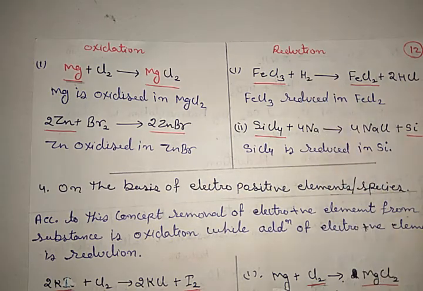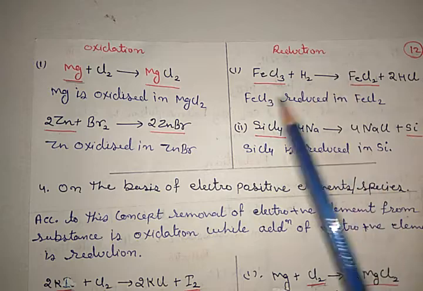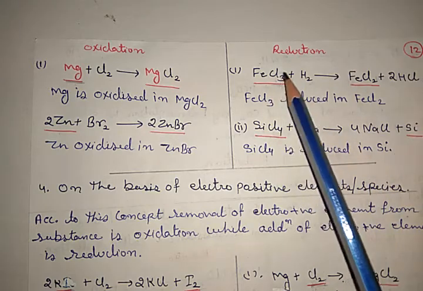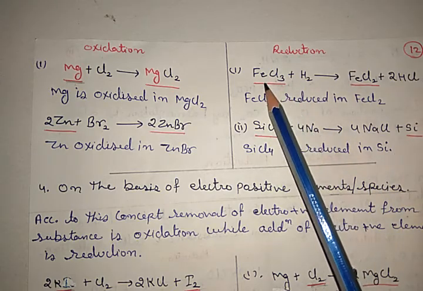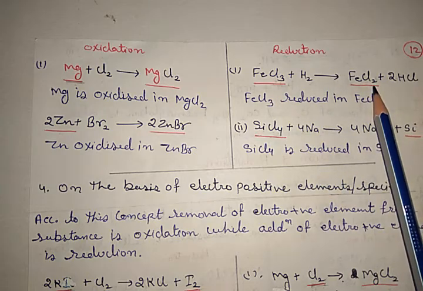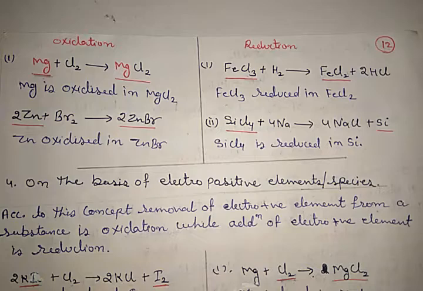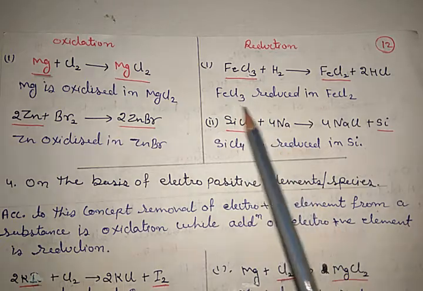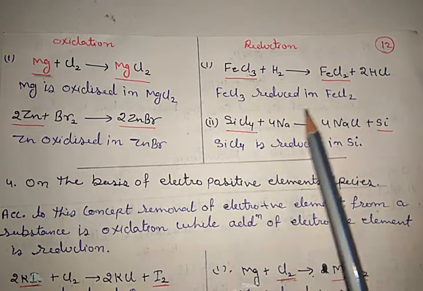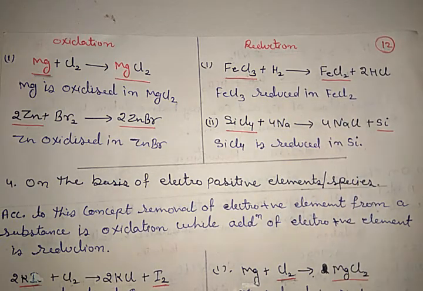Here, reduction, the removal. If we consider the first example, FeCl3, and after reaction it forms FeCl2, so there is a removal of Cl negative, that's why it is reduction. That means we can say that FeCl3 is reduced into FeCl2.